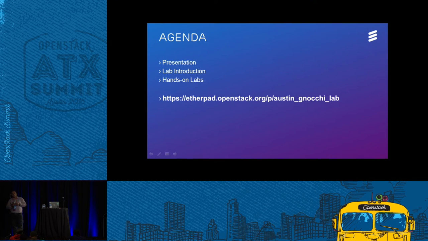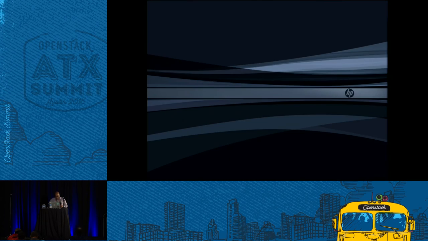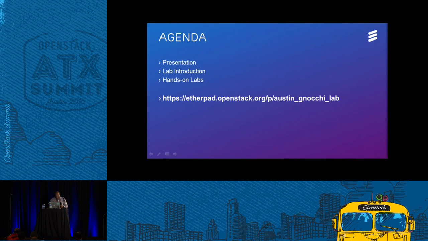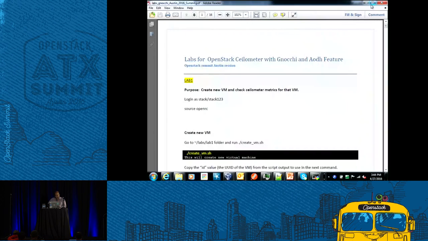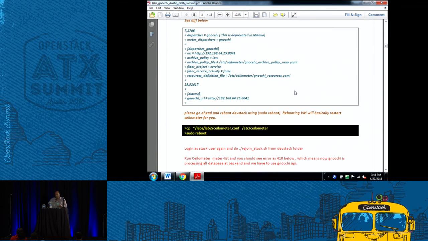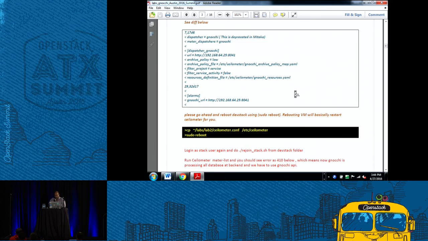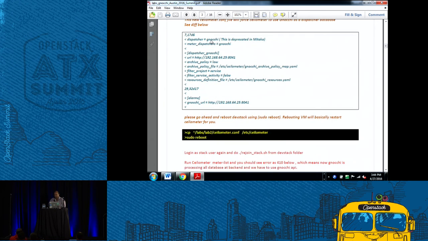Once you reboot, in the lab, you will see, let me go to the lab actually on the screen. Give me 1 second. So once you copy the ceilometer.conf and reboot, this is where we are actually calling out what is changing in the lab, what exactly we have changed. We changed the dispatcher as Gnocchi.